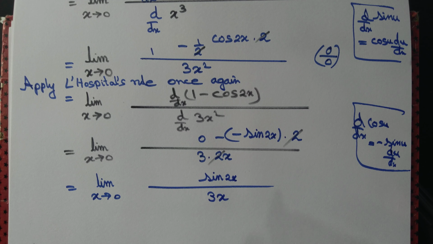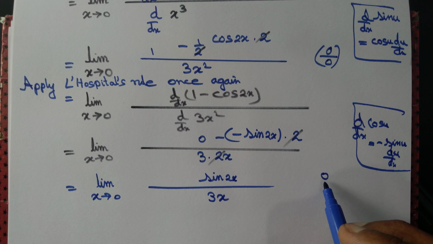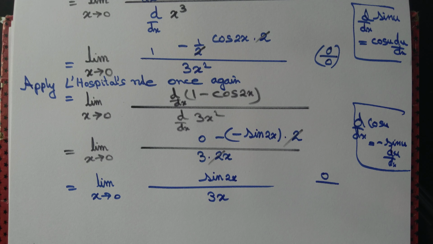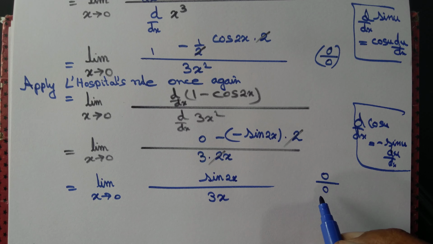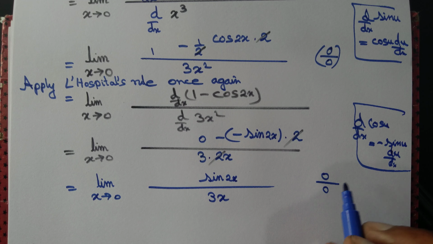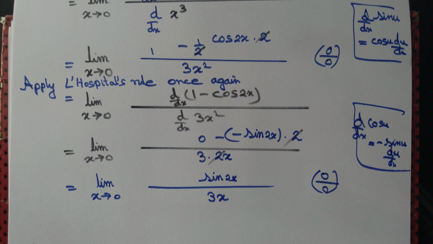As x tends to 0, sin 2x definitely tends to 0, and 3x also tends to 0. It is still an indeterminate form of the type 0 by 0. Of course, we know the formula that the limit as x tends to 0 of sin x by x is equal to 1. But let's apply L'Hopital's rule. We are continuing applying L'Hopital's rule.